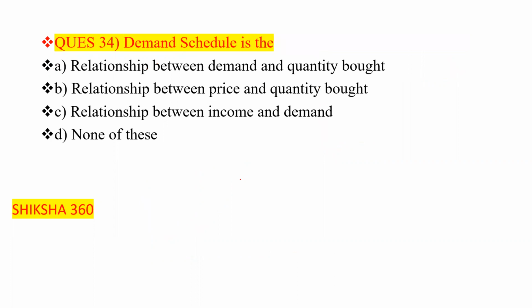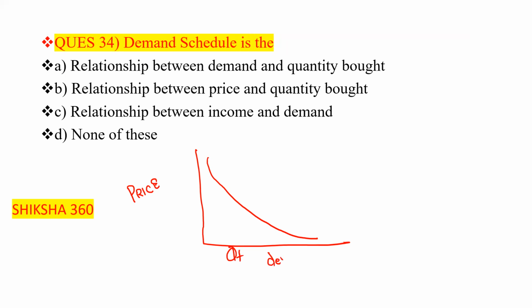Question number 34. Very easy, simple question. Demand schedule is, clear, like this one is the demand curve. The representation of the demand schedule in a graphical way is known as the demand curve. This one is the price, this one is the quantity demanded. So the demand schedule is the relationship between the price and the quantity demanded or quantity bought. So option B is the answer here.